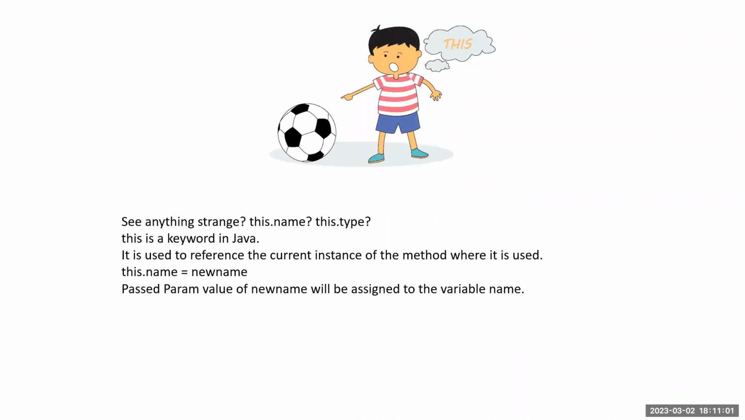I already told you, this is a keyword in Java, and it is used to reference the current instance. Where it is used, like this dot name is equal to new name, the value we passed as new name will be assigned back to the variable name.